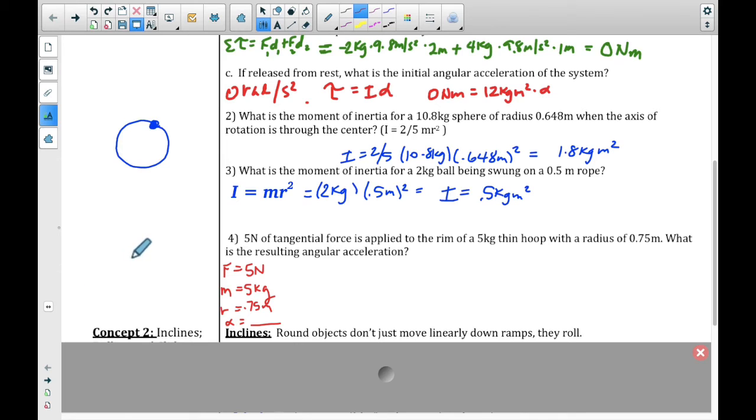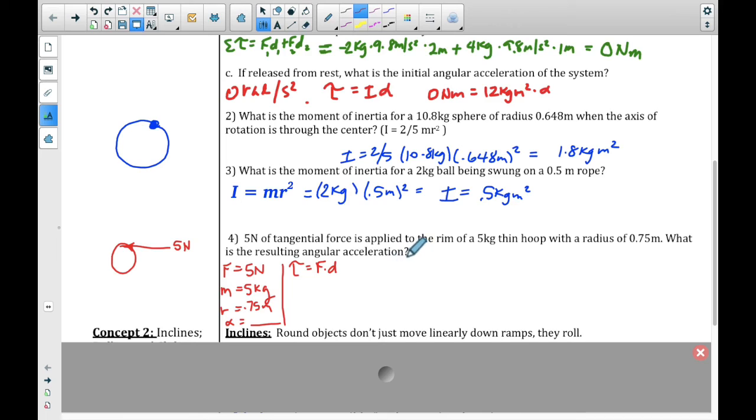As far as a diagram goes, we have a thin hoop, which should be round, though mine's not exactly round. This hoop itself has a mass of 5 kilograms, a radius of 0.75 meters, and we have a 5 Newton tangential force applied to it. In other words, we are applying this force of 5 newtons tangentially to the circle. So not at some kind of skewed angle, but applying it to the edge along the tangent.